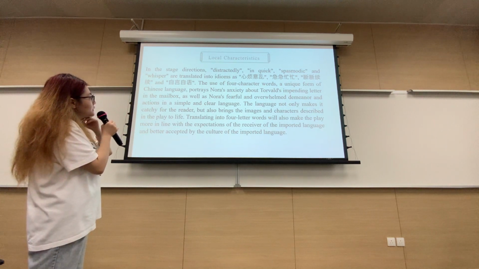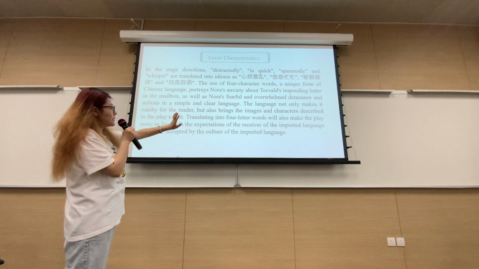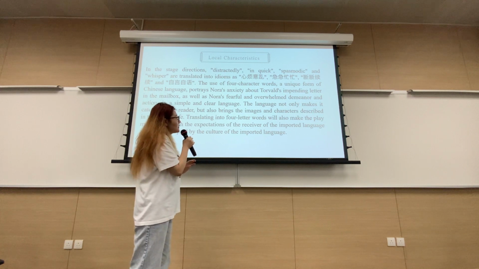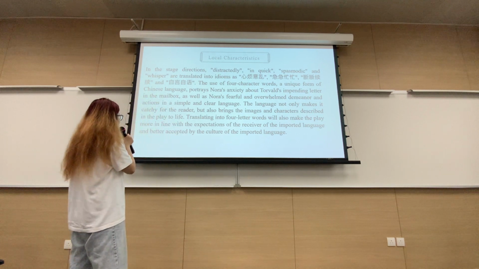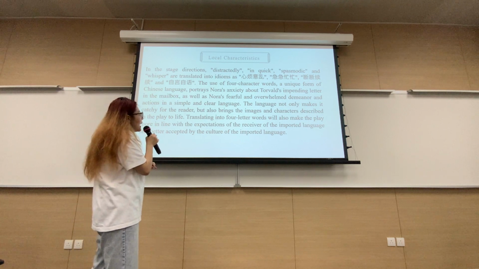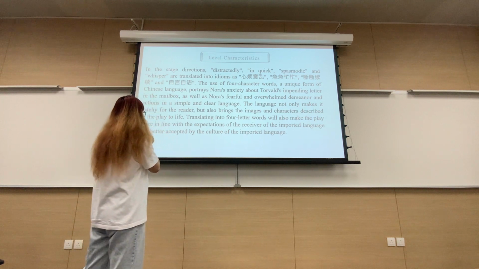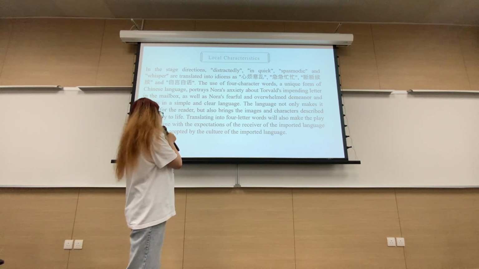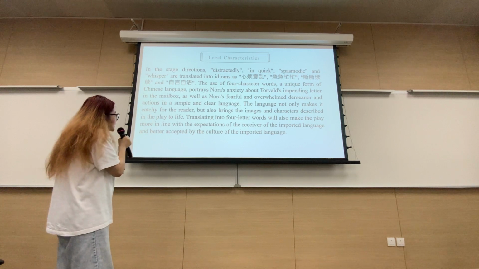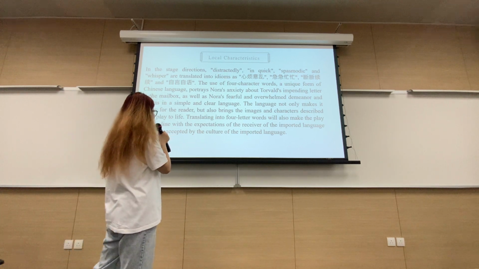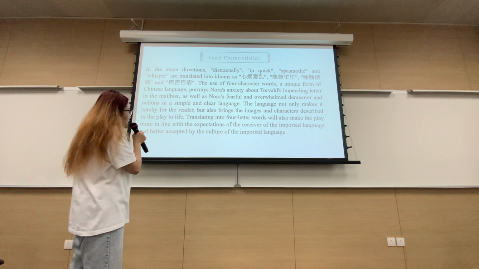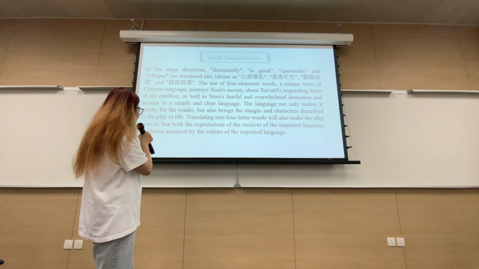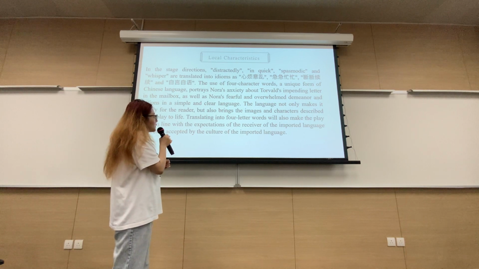它描绘 Nora 的焦虑，就是当 Torvald 的 impending letter in the mailbox, as well as Nora's fearful and overwhelmed demeanor and action in the symbol of the clear language. The artistic language not only makes it catchy for the reader, but also brings images and characters in the play to life. Translation into four-character words will also make the play more in line with the expectation of the receivers of the target language and better accepted by the culture of the target language.